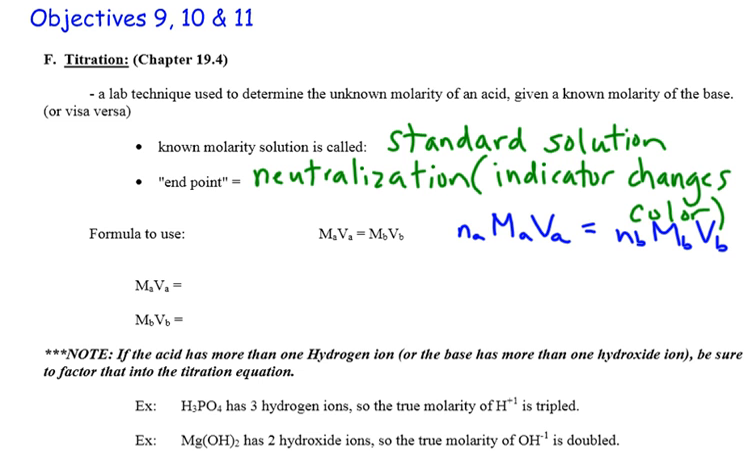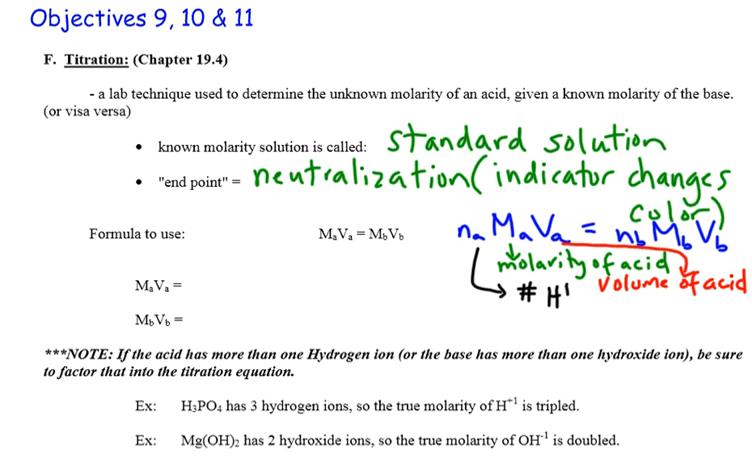So let's define all of this. Ma is the molarity of the acid. Va is the volume of the acid. And Na is the number of hydrogen ions in the formula.